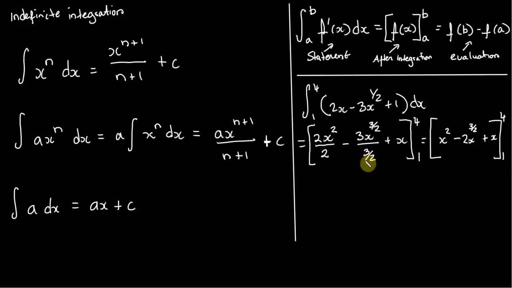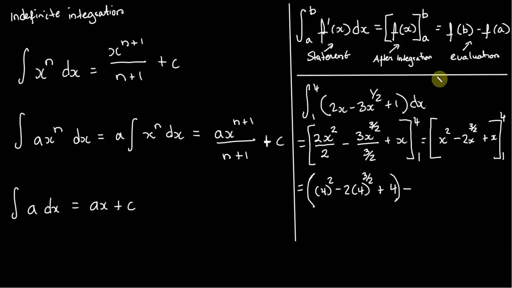And now it's the final phase, the final stage, if you will, the evaluation stage. And so for here, what we want to do is we use round brackets as formal notation, and we want to evaluate where x equals 4 and x equals 1. So f of b minus f of a. Well, f of b is the higher limit, if you want to phrase it that way. So we start with where x equals 4. So we say, well, we've got 4 squared, right? Because we have x squared. So when x equals 4, we've got 4 squared minus 2 times 4 to the 3 over 2 power plus 4.